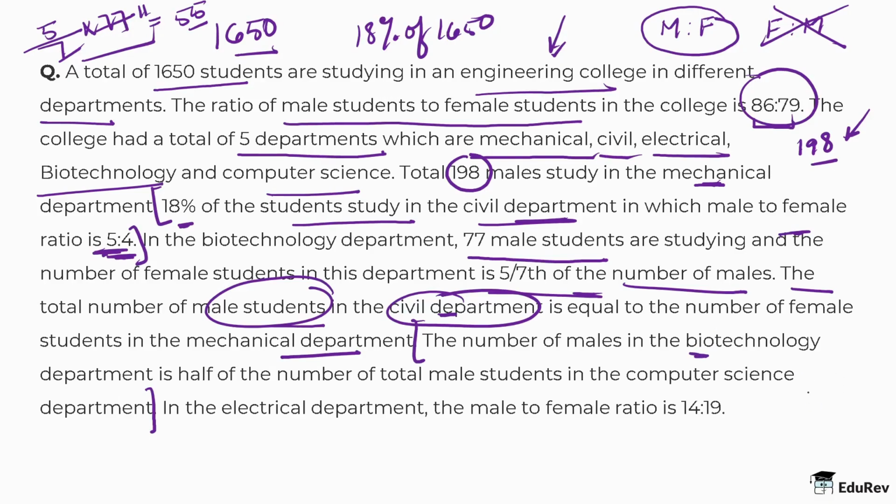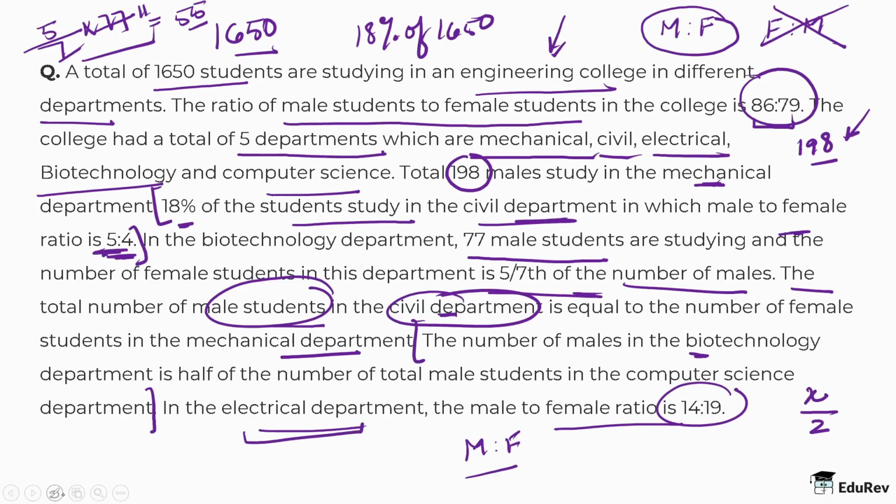That is, suppose in your computer science there are X number of males. So they are saying that in biotech, the number of male students is going to be what? X by 2. And lastly, they are saying that in your electrical department, the male to female ratio is what? 14 is to 19. So this is again the male to female ratio, and in what? In your electrical department.